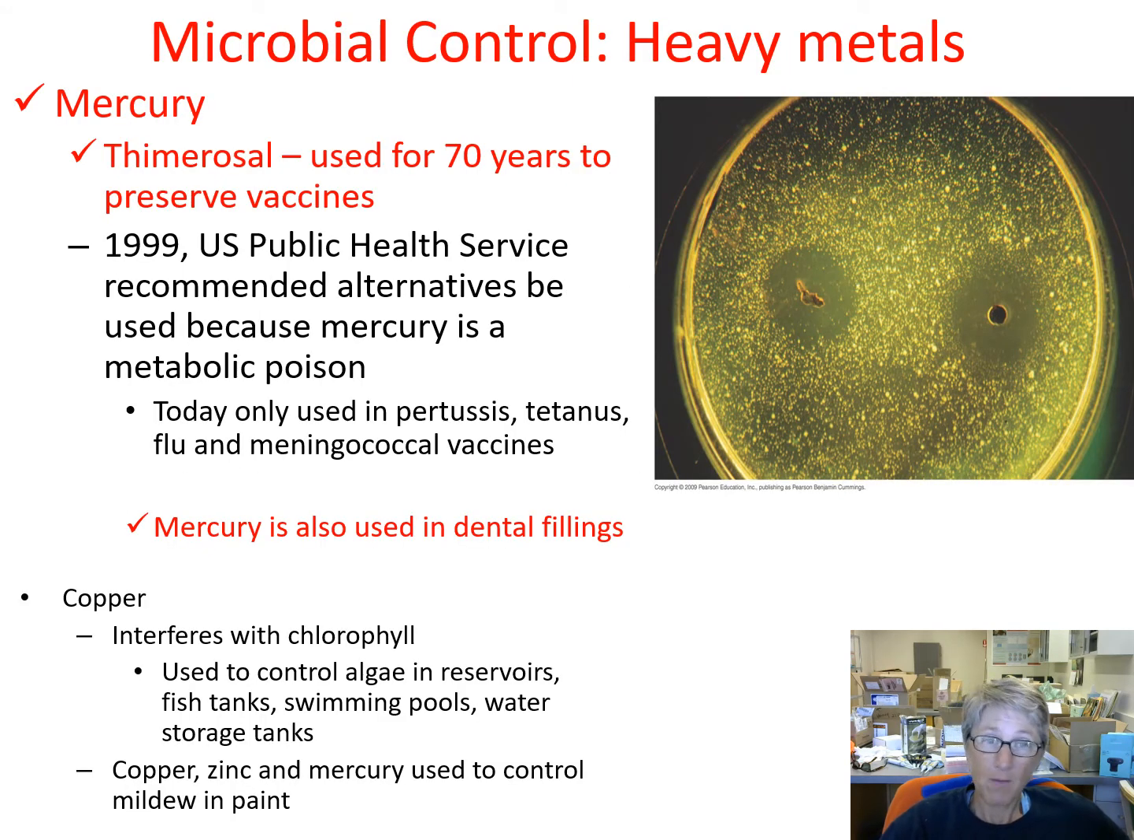Okay, more heavy metals. How about mercury? This is this mercury compound, thimerosal. It was used for 70 years to preserve vaccines. But because mercury is a metabolic poison, in 1999 they tried to reduce the number of vaccines preserved in thimerosal. Mercury is also in some of your dental fillings.